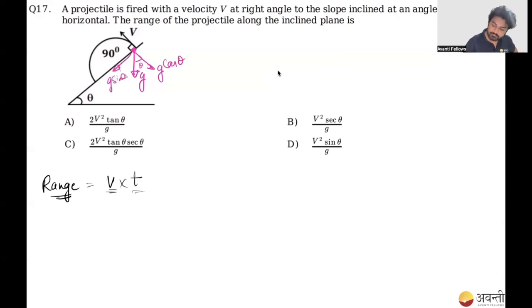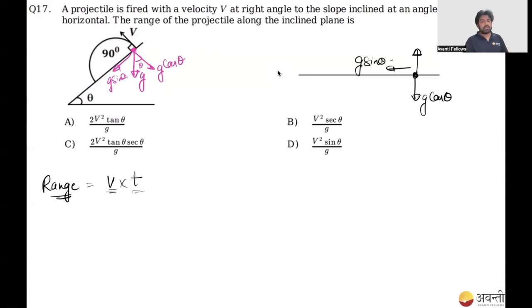Now I can make it horizontal. So if I make this plane horizontal, now g cos theta is acting downwards, and there is an acceleration in the horizontal direction, which is g sin theta. Now, if acceleration is there, then this formula will not be applicable for range. So for range, we have to use equations of motion. What do we have to use, bachcho? Equation of motion, most famous we can use s equals ut plus half at square. But for that also we need the time.